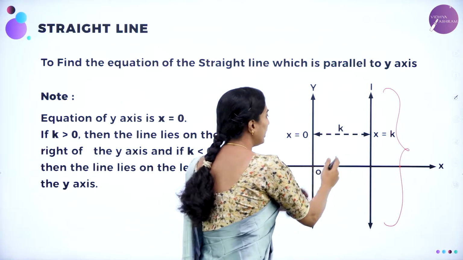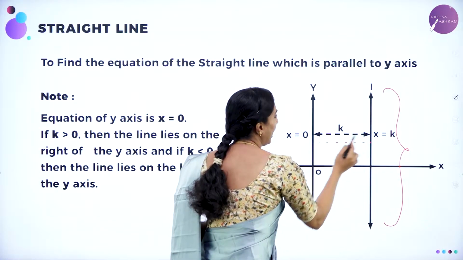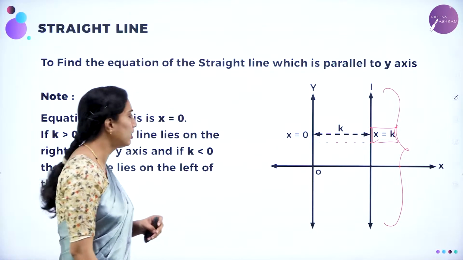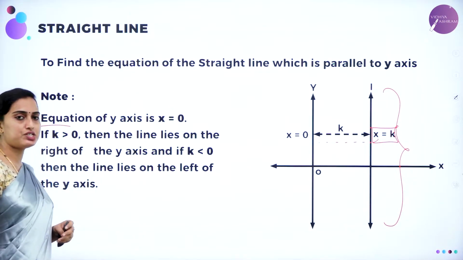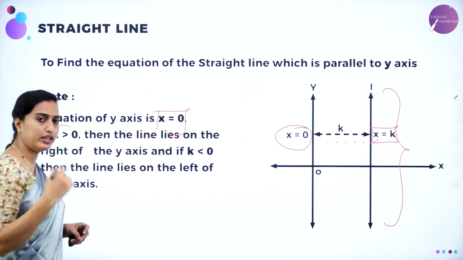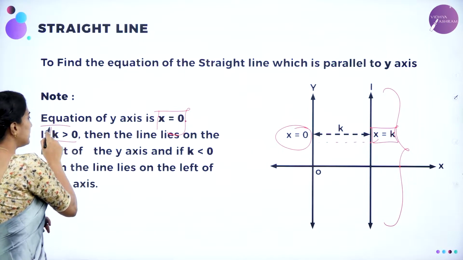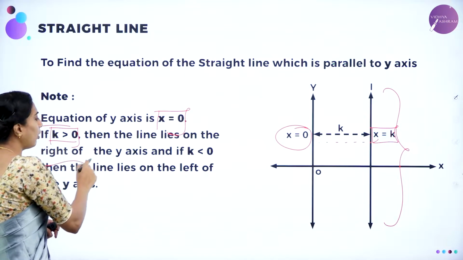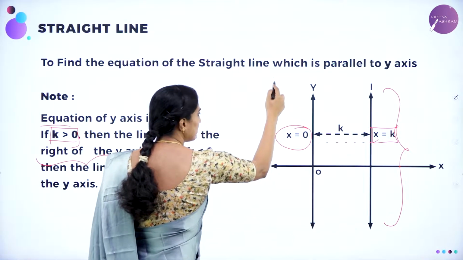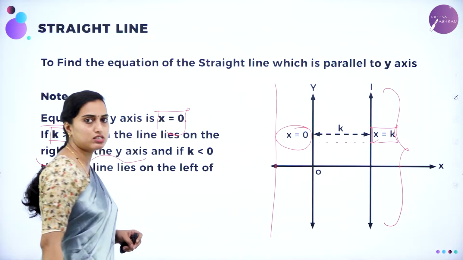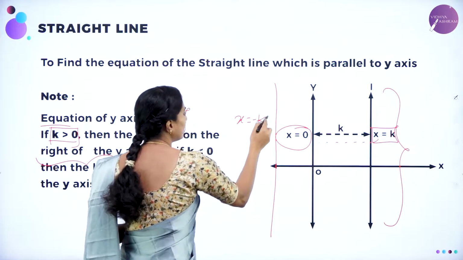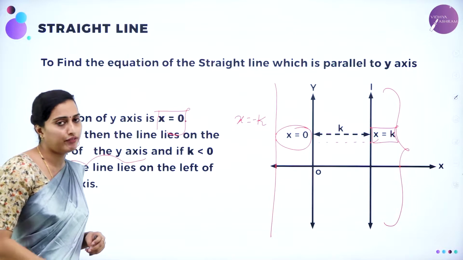As we are moving, what will change? It will change the value. So x will be equal to what I have taken here, k, or you can take it as b. According to the notation, the equation of the y-axis is x = 0. We know that condition already. If k is greater than 0, then the line lies on the right of the y-axis. And if k is less than 0, then the line lies on the left-hand side of the y-axis, which is negative, so you can take x = -k.